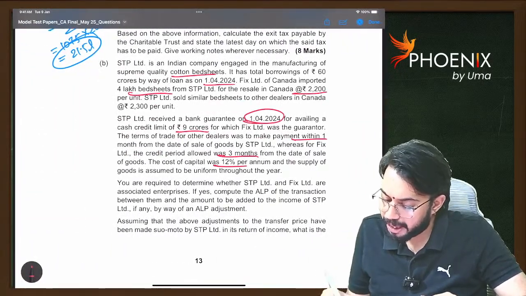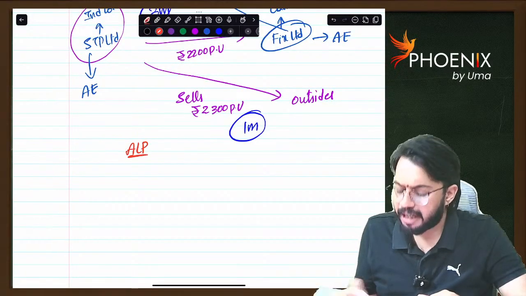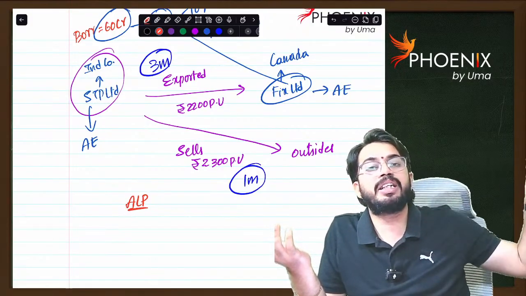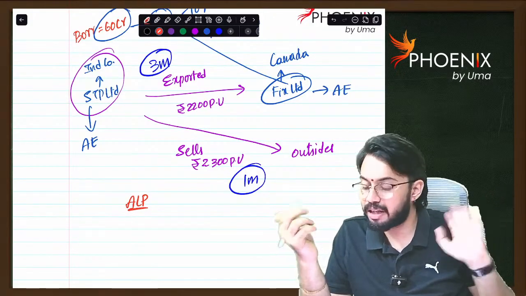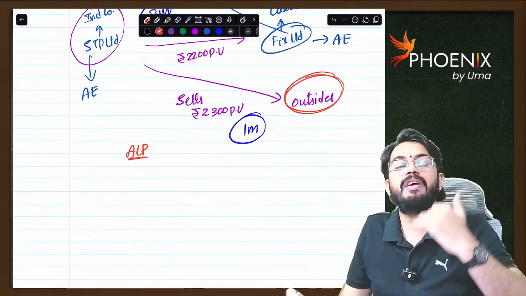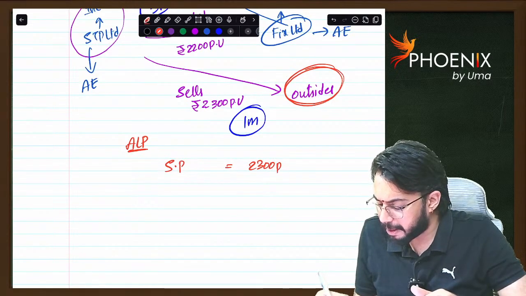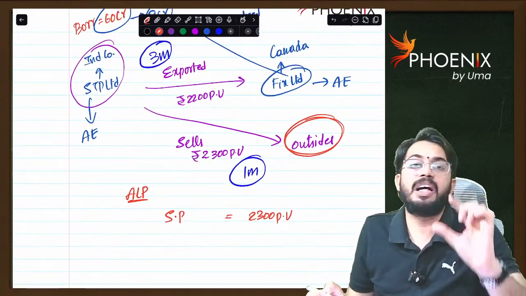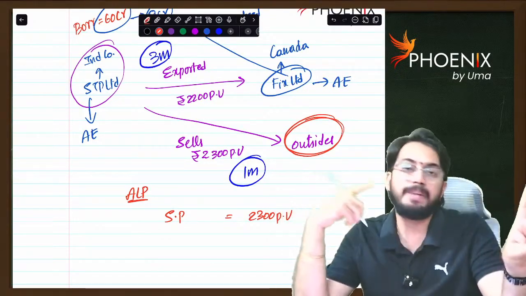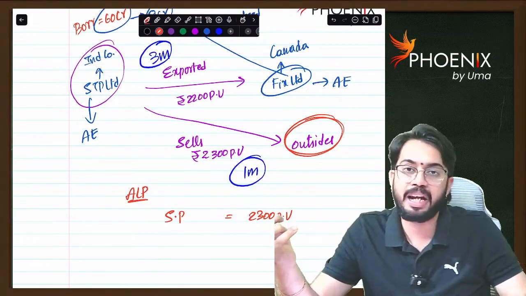So cost of capital is 12%. So we need to calculate arm's length price. Shall we calculate arm's length price? In these two, which is unbiased? Whatever the transaction with associated enterprise is there, it is biased. But whatever the transaction with outsider is there, it is unbiased, right? So that we will take as base. So sale price 2,300 rupees per unit. Now there is functional difference. For outsider 1 month credit, for associated enterprise 3 months credit.